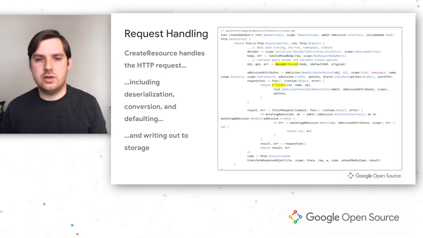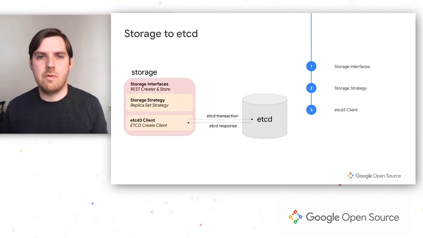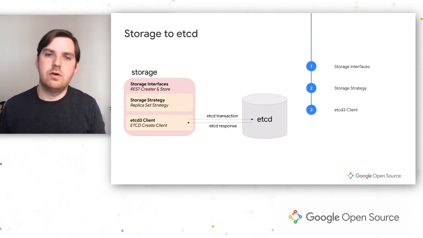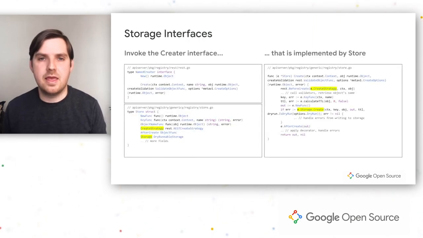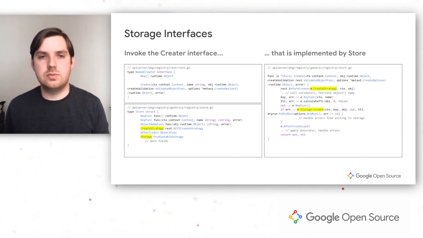But take note here that it's done to a create call on something called a named creator. The last part of our journey here, we'll dive deep into how we go from the request handler processing the request body into the final state of the Kubernetes object to be stored and persisting that object to etcd.